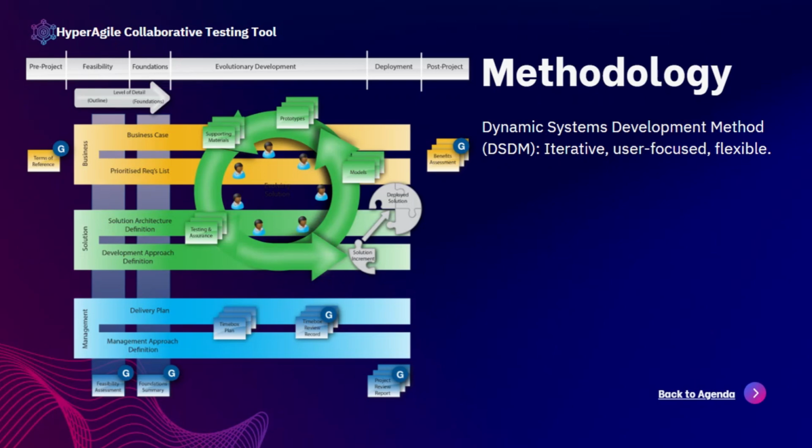The DSDM phases include pre-project, which is initial concept and feasibility analysis. Next, we have feasibility, a detailed feasibility study. The third one will be foundation, establishing the project foundation and initial designs. The fourth one will be evolutionary development, iterative development and refinement. The fifth one will be deployment, the final deployment and user training, and the last one will be post-project, which is evolution and maintenance.